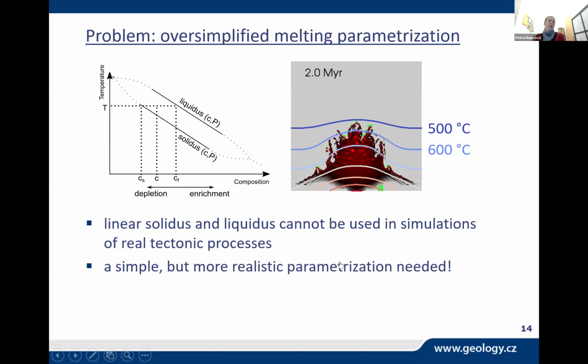Okay, so this model is fine, but it has some problems. One of the problems is the melting parametrization, which is very simple. It's just linear. And the problem is that if the material is enriched, as it is in the middle crust, we can get melting at very low temperatures. Like here, we have melting at less than 600 degrees. And that's not realistic. We therefore can't use it for some more realistic tectonic setups.